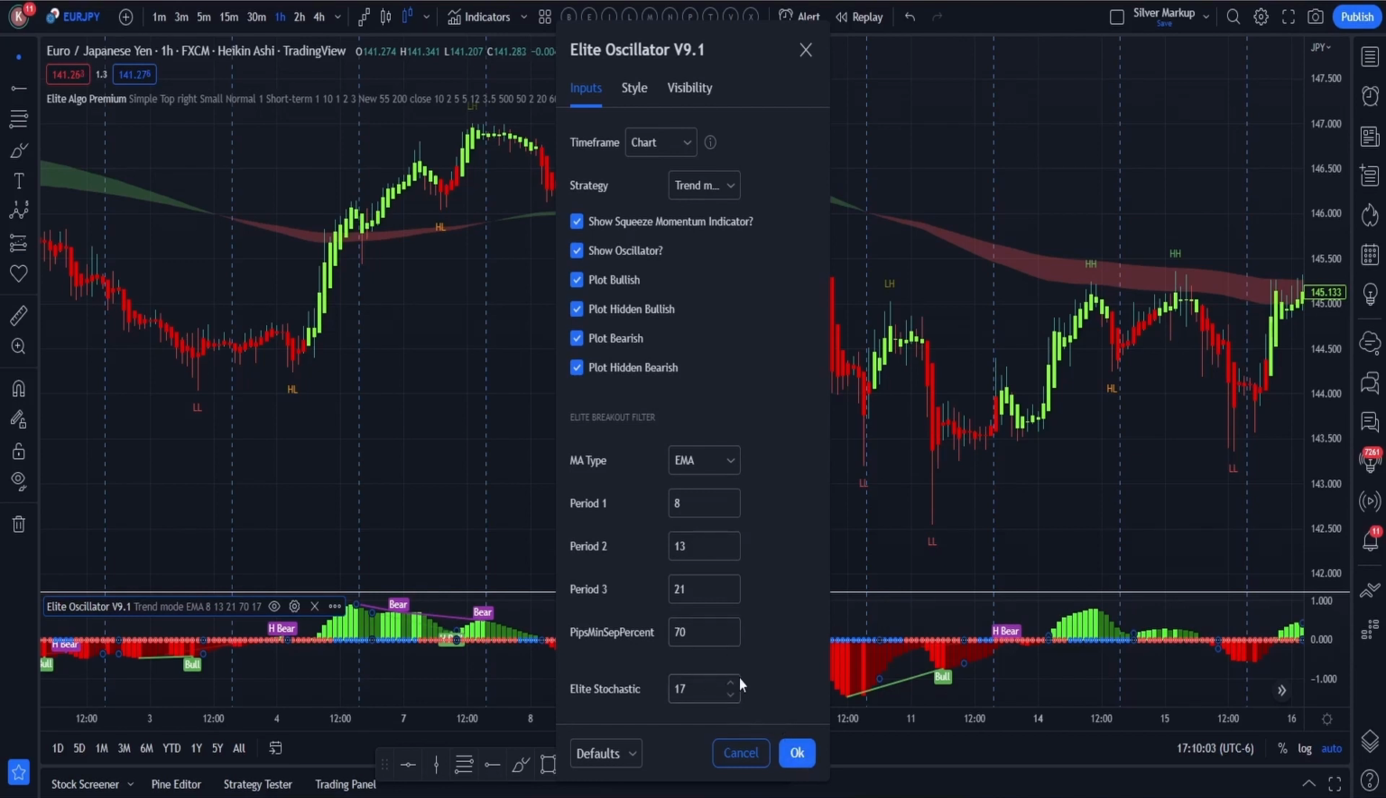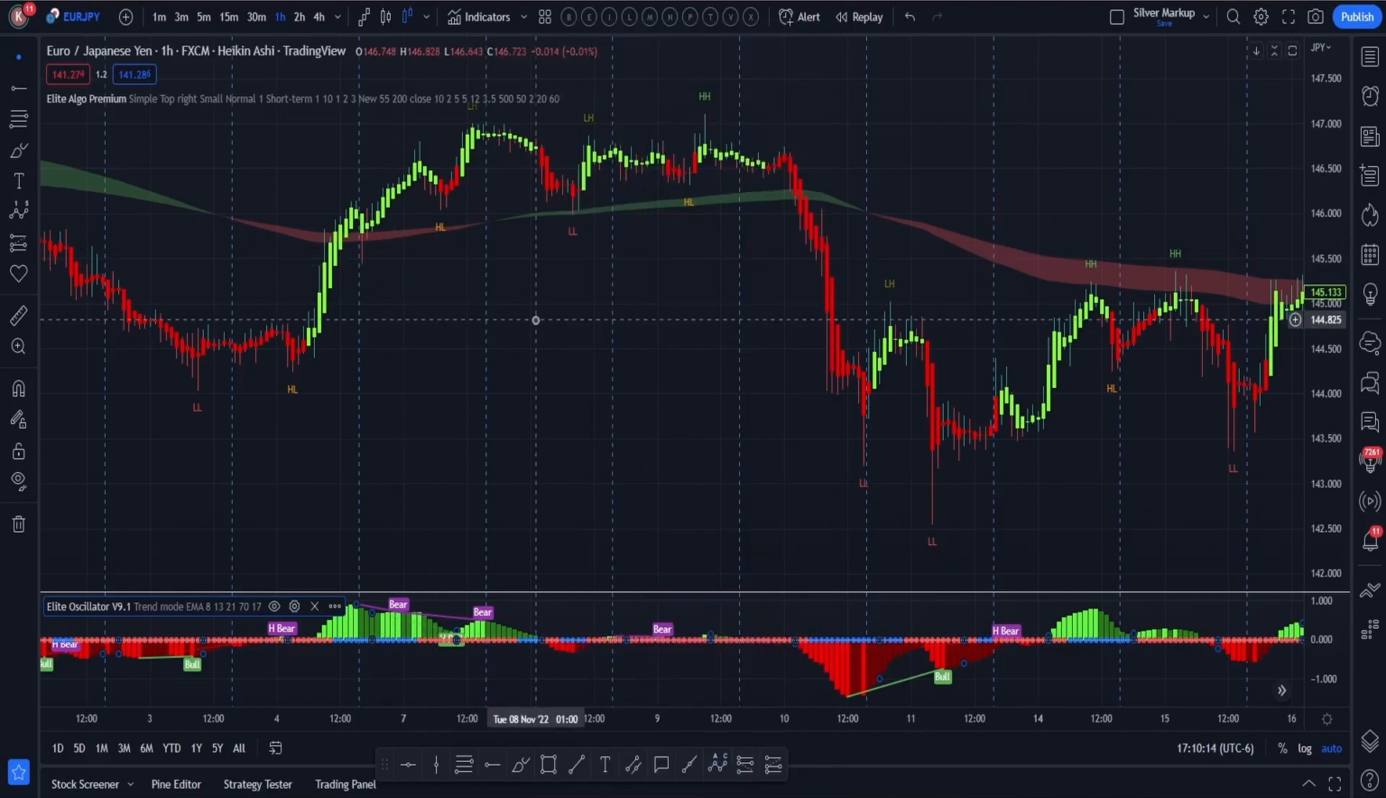But the main thing here is going to be your Elite breakout filter, and that's going to actually change the trend mode within Elite Algo Oscillator. So now that you have that set up, it's going to look just like this.